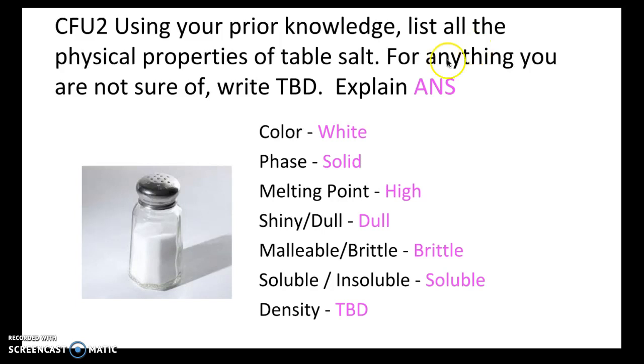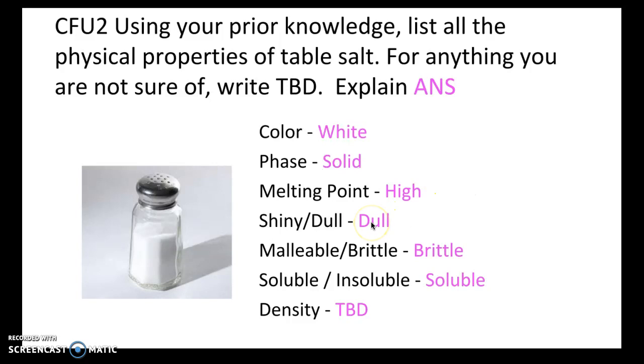Okay, so here are the answers. The first thing, for color, you look at it and you would say it's white, because you can just look at it. And the phase, we know it's a solid. Again, from just either looking at it and feeling it, we know table salt is a solid. Melting point, we saw that before. It's actually a relatively high melting point. You may not have known that, so maybe you would have written TBD there. But if you go back in the previous slides when we were talking about melting points and phases, the melting point for table salt was pretty high. It was in the thousands.